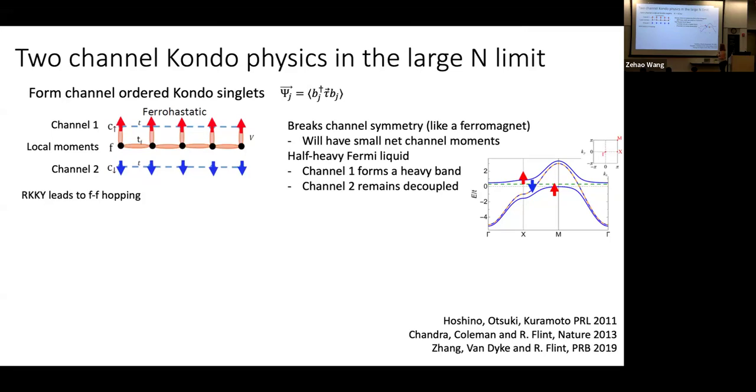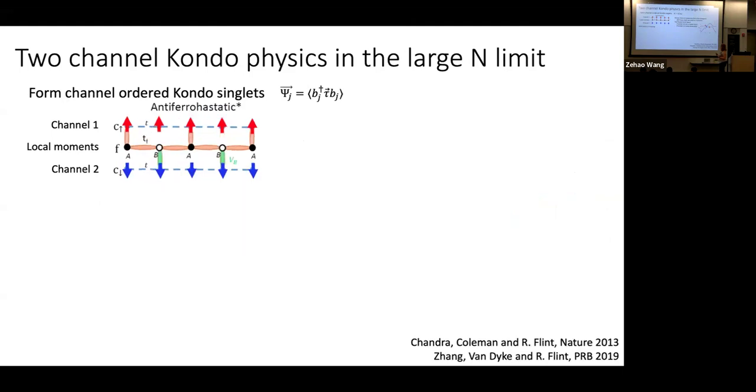So one channel, these reds are forming a heavy band that's opening up a hybridization gap, and one channel is remaining decoupled. So this is what your band structure looks like, for example. And there's a bunch of signatures that I'm not going to focus on today.